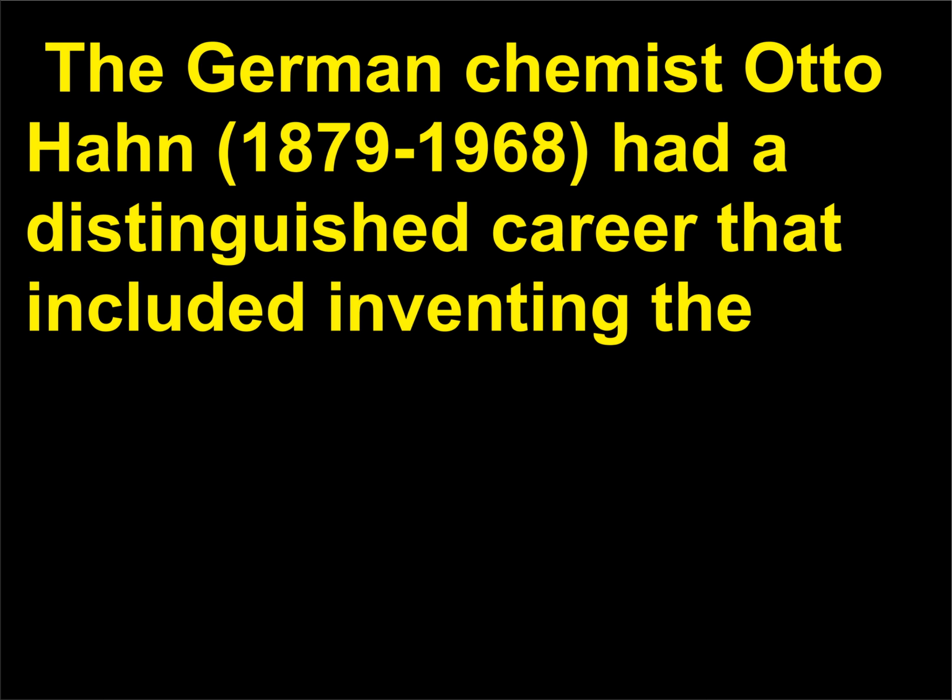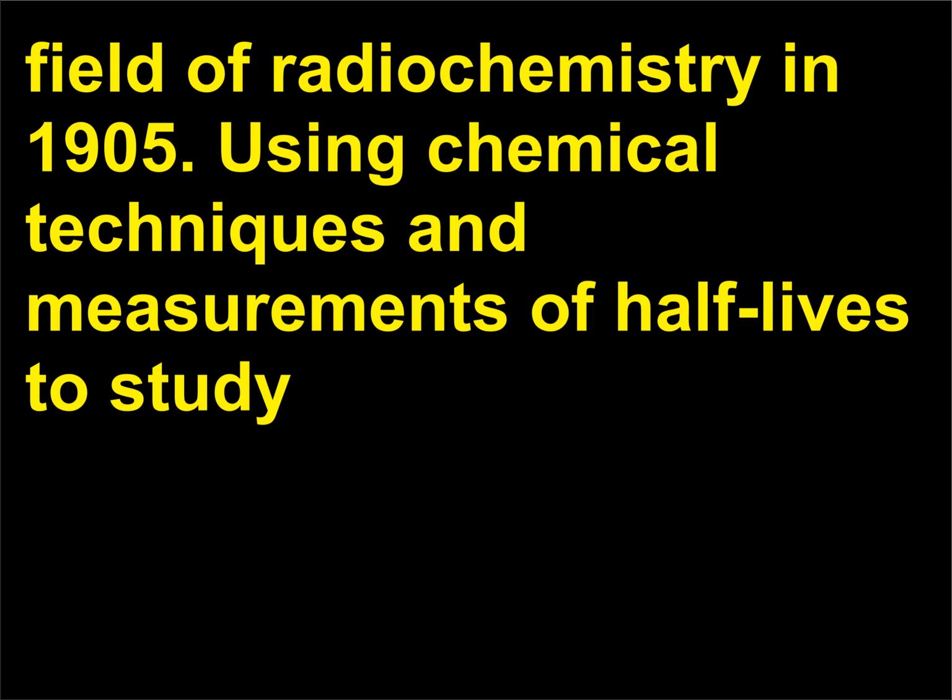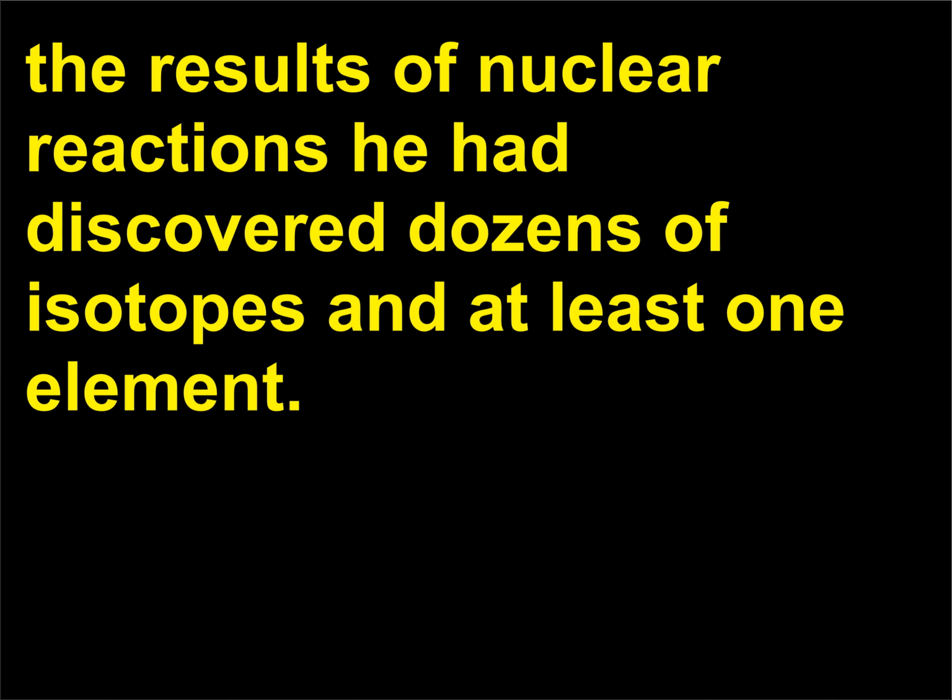The German chemist Otto Hahn, 1879 to 1968, had a distinguished career that included inventing the field of radiochemistry in 1905. Using chemical techniques and measurements of half-lives to study the results of nuclear reactions, he had discovered dozens of isotopes and at least one element. Three times he was nominated for the Nobel Prize.